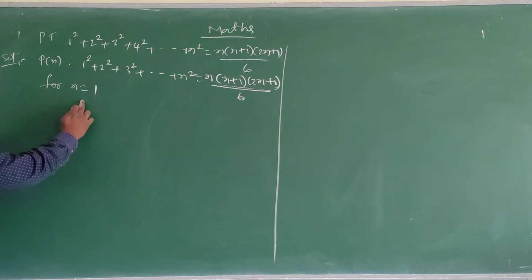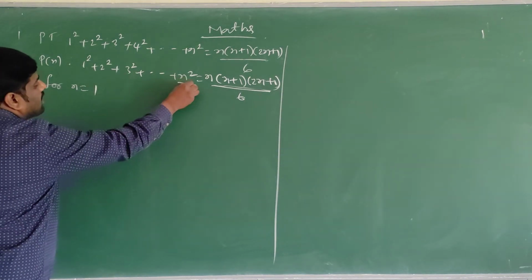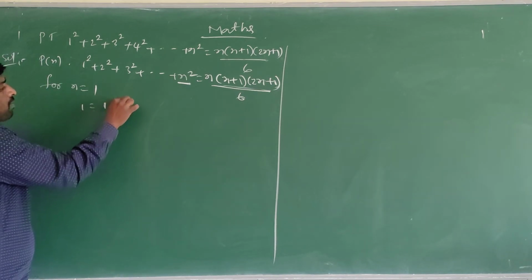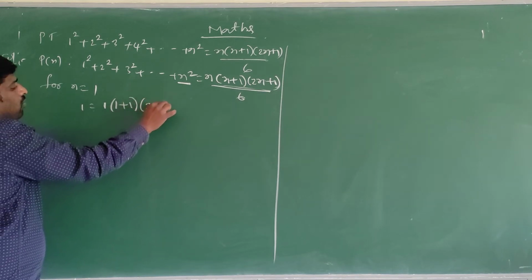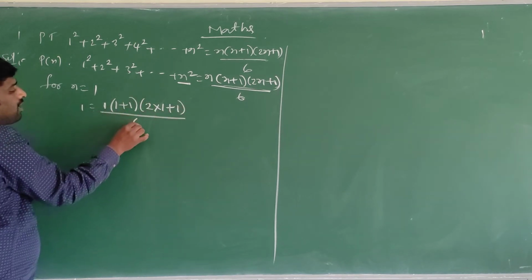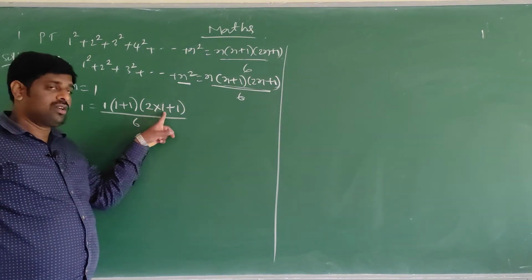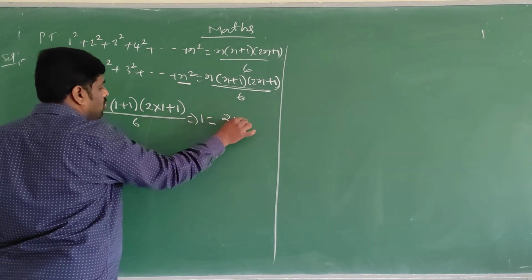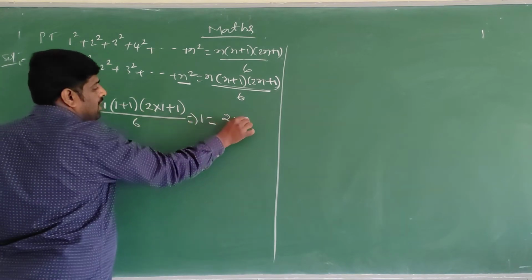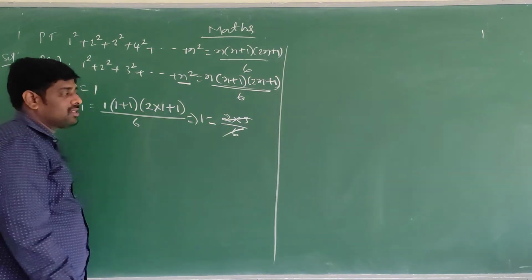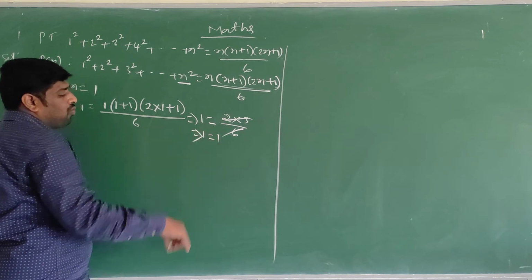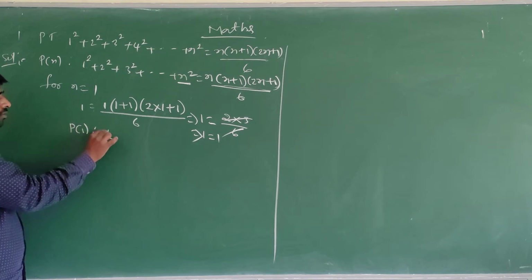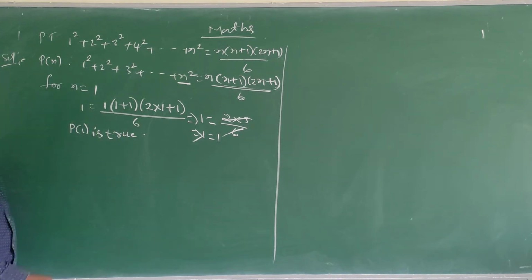For n is equal to 1, where n is there, here n square is there. That is 1 is equal to 1 into 1 plus 1 into 2 into 1 plus 1 divided by 6. 2 into 1, 2 ones are 2. That implies 1 is equal to 1 plus 1 is 2, 2 into 1 is 2, 2 plus 1 is 3, divided by 6, 6 cancels, therefore 1 is equal to 1. Therefore P of 1 is true.